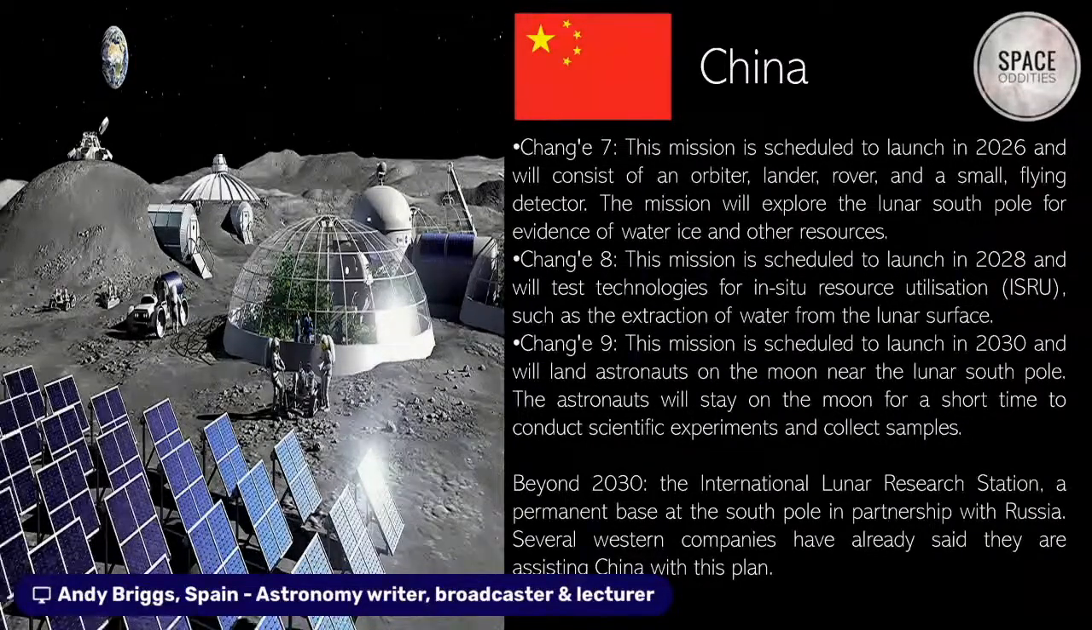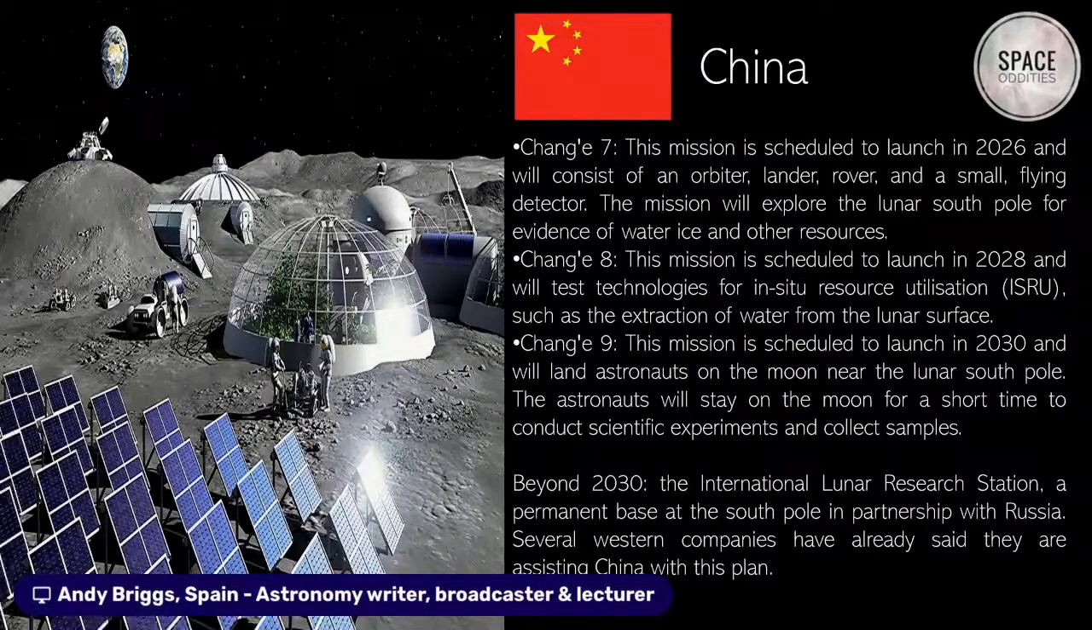Because that's what it is. Chang'e 9 in 2030, and China's going to land astronauts on the moon near the lunar South Pole. And beyond 2030, China is in partnership with Russia to develop the International Lunar Research Station, a permanent base at the South Pole of the moon.